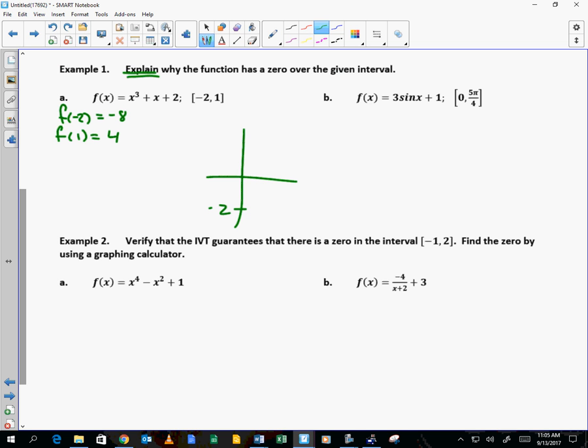So at the beginning of the interval, we start at -2 and we end at 1. It starts for a value of -8 and goes all the way up to 4. So that means we got to go from here to here. Can we do that without crossing the x-axis? No.